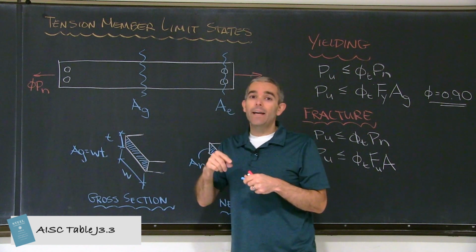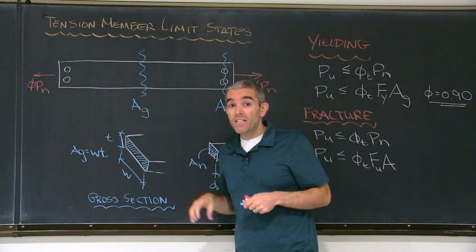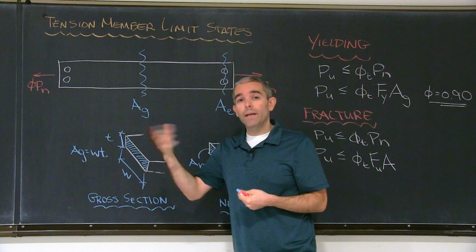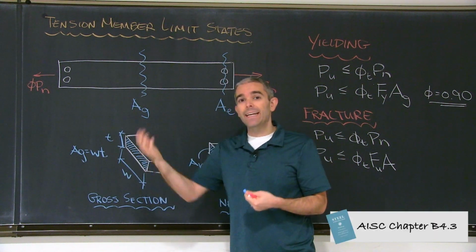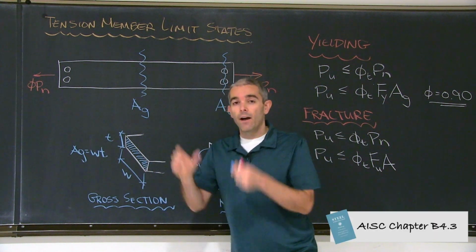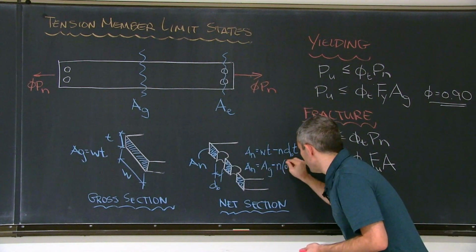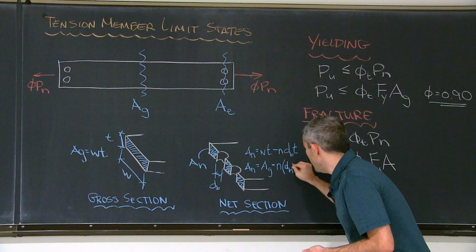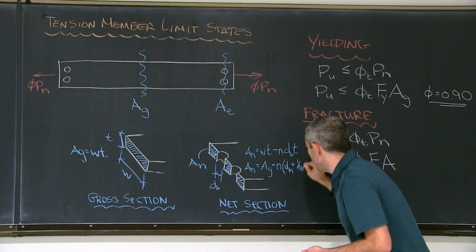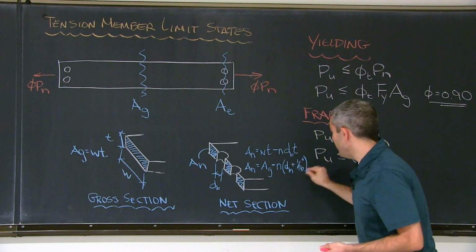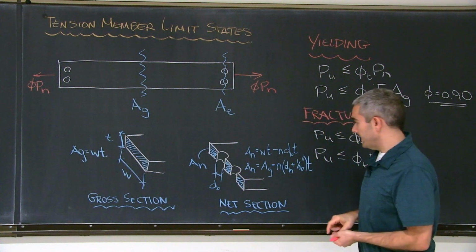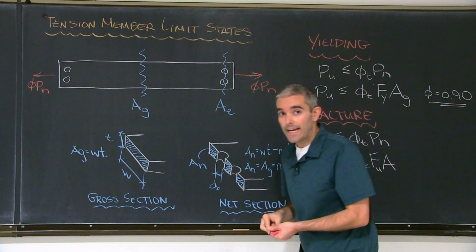In addition to that, we say that when we punch these holes, which is often done, we can cause some damage, and so we take an additional 1/16 of an inch beyond that. So this is going to be now the diameter of the hole plus 1/16 of an inch times the thickness of the plate. And that is what we will use for the net section area.